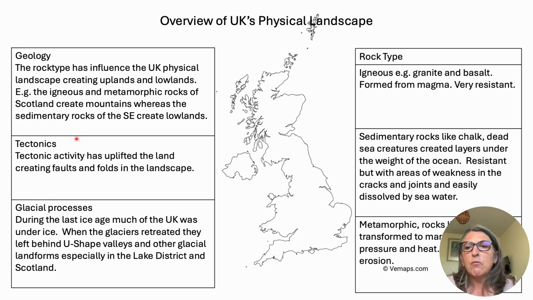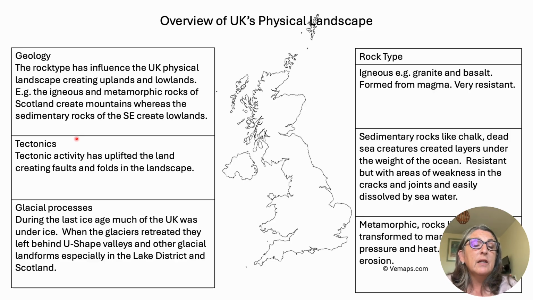So rock type, really, really important because it helps explain rates of erosion. Obviously, we haven't got earthquakes and volcanoes anymore, but when the Earth was forming, this was something that was happening, and tectonic activity has shaped the landscape. It's uplifted the land, and it's created faults and folds in the landscape. I'll show you a picture of that in a minute.